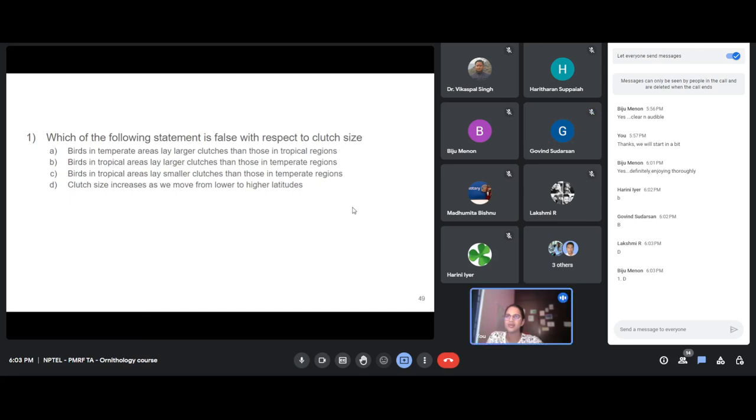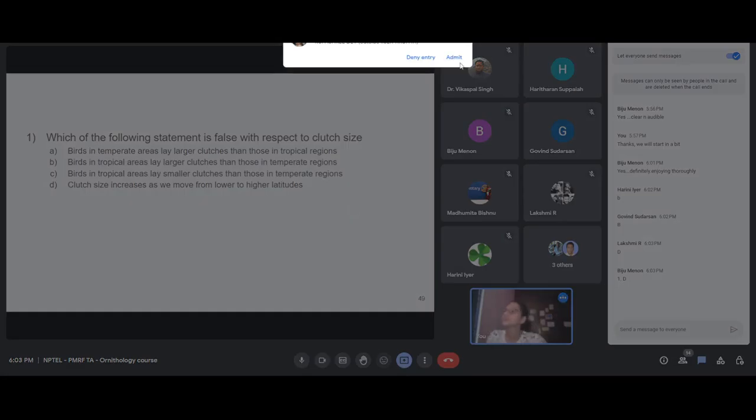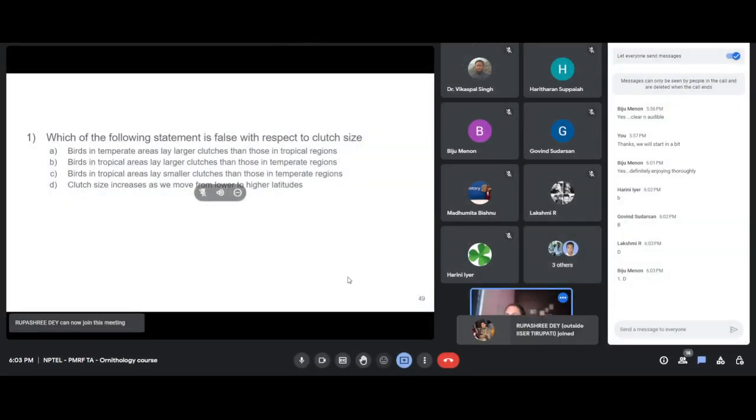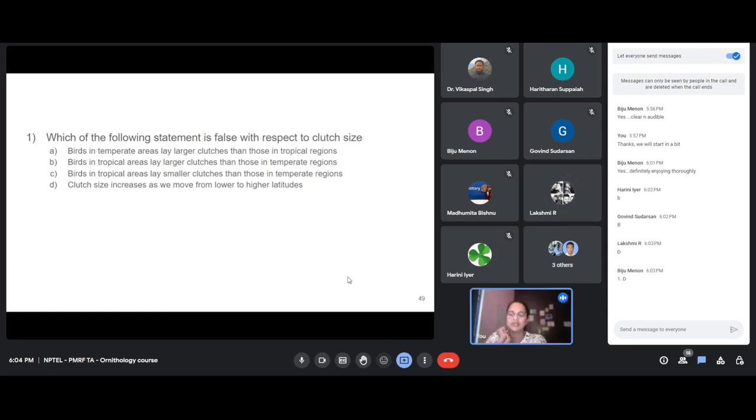I think we're talking about a general trend. Of course, yes, you will have outliers. Talking about, specify passerines. Let's just talk about passeriforms here.